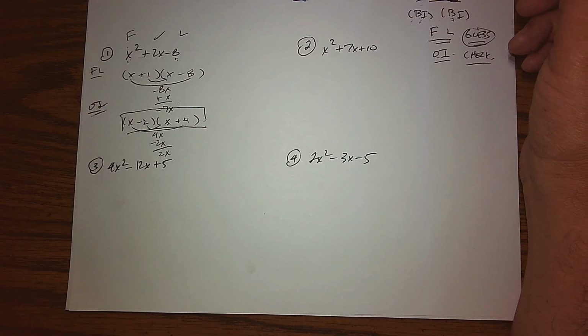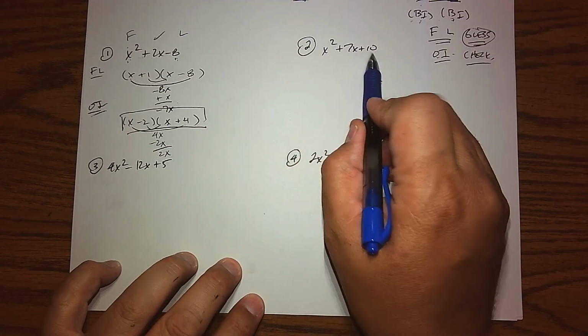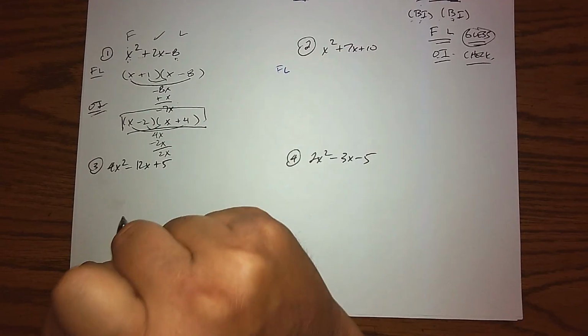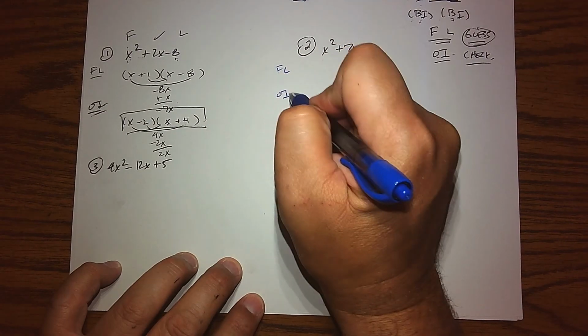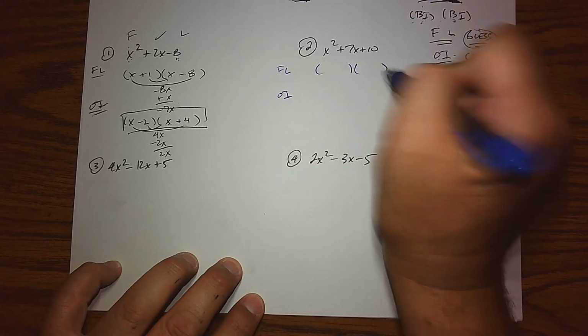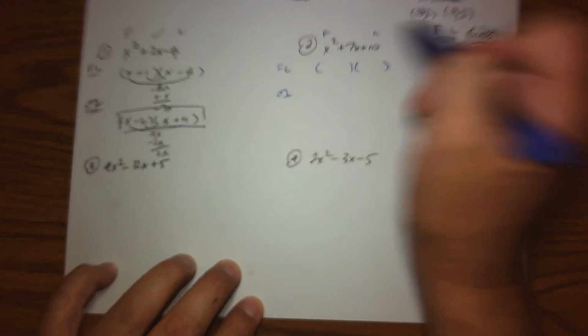They both work. So let's do it again, guessing and checking. I'm in charge of F and L. There's my guess, and the O and the I is to check. So my two binomials: here's my first term and there's my last.